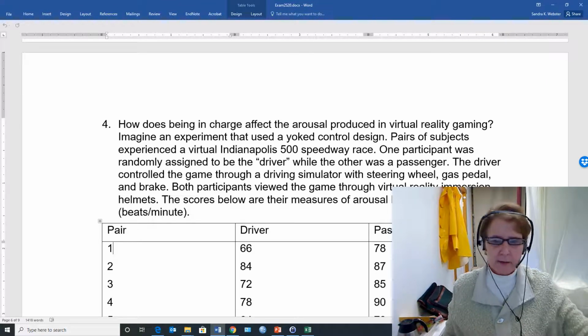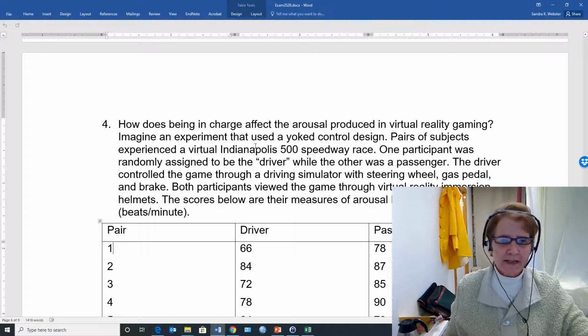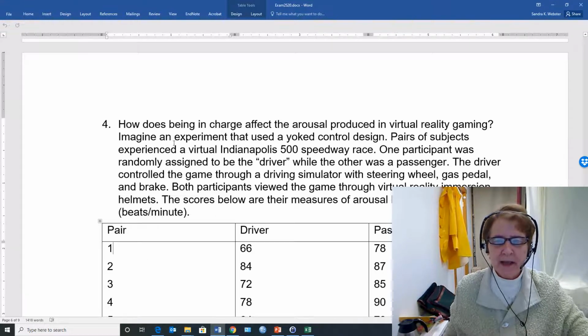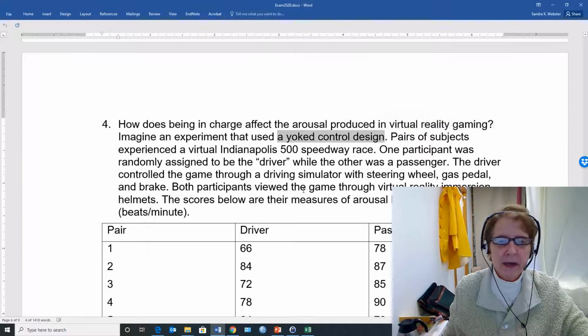You're looking at problem number 4 from my last exam, and before you solve any problem, you really have to understand what the problem is about. How does being in charge affect the arousal produced in virtual reality gaming? Imagine an experiment that used a yoke control design. This is your clue that this is a paired samples t-test design. It's repeated measures, even though it's different people, but they're not independent, they are yoked.